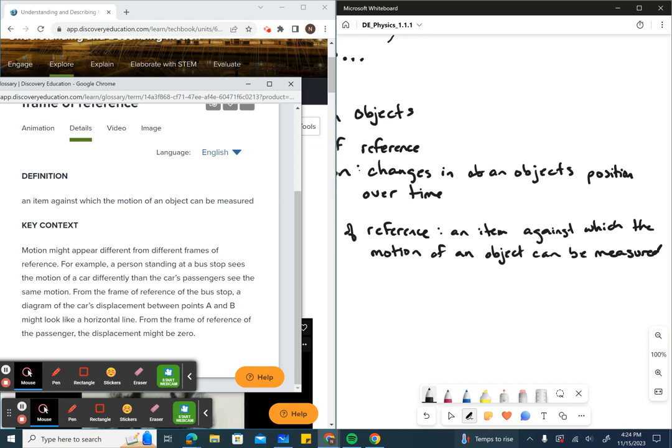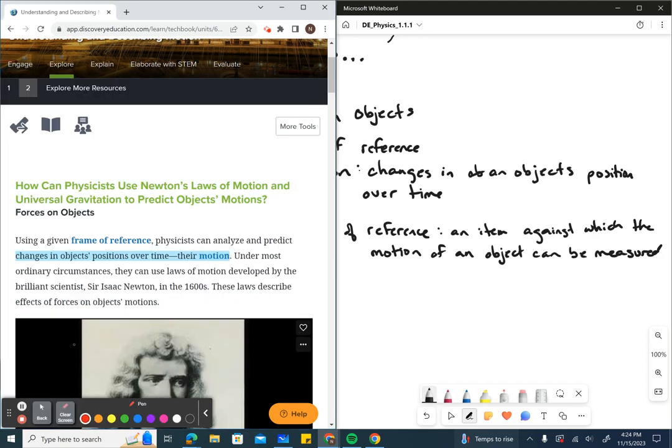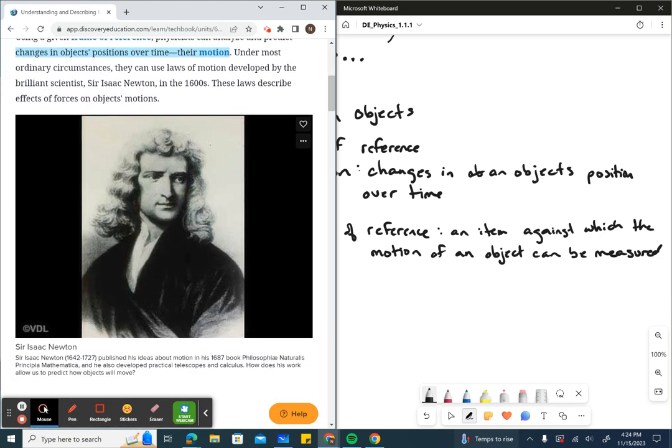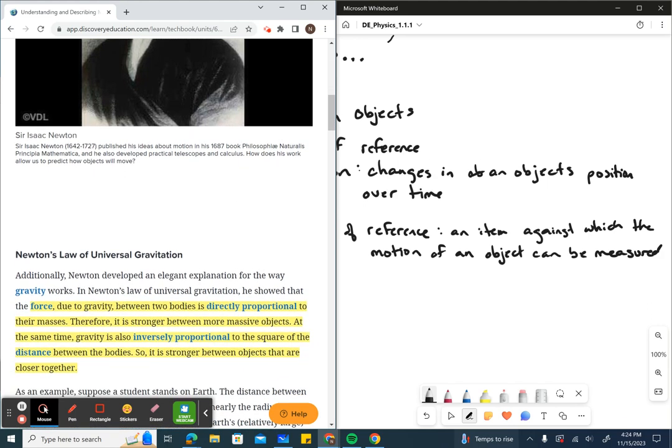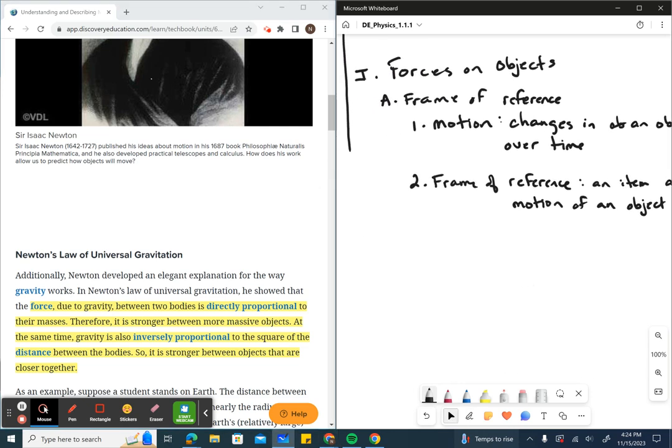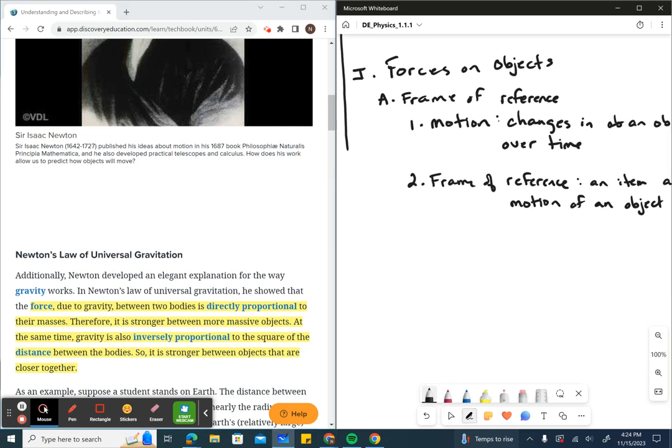And key context, this is always important. I encourage you to take a look at that as well. All right, Sir Isaac Newton, Newtonian physics. He's the one that really explained the world as you and I see it, how objects move in this world. Newton's laws of universal gravitation. So let's go ahead and write this down here. This will be Roman numeral 2.